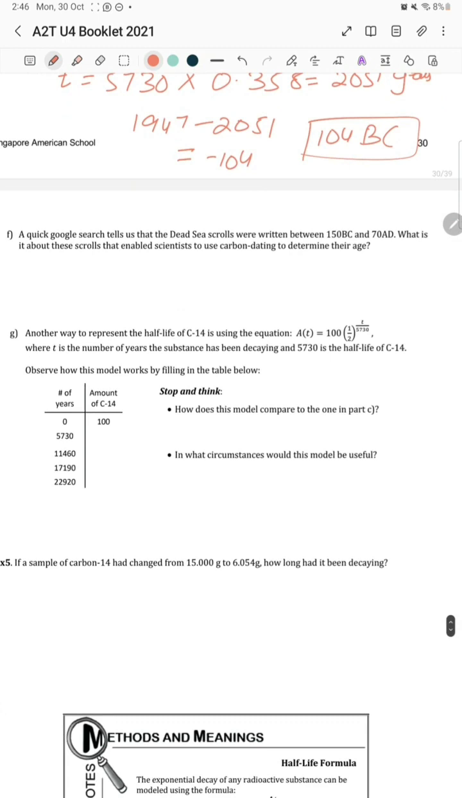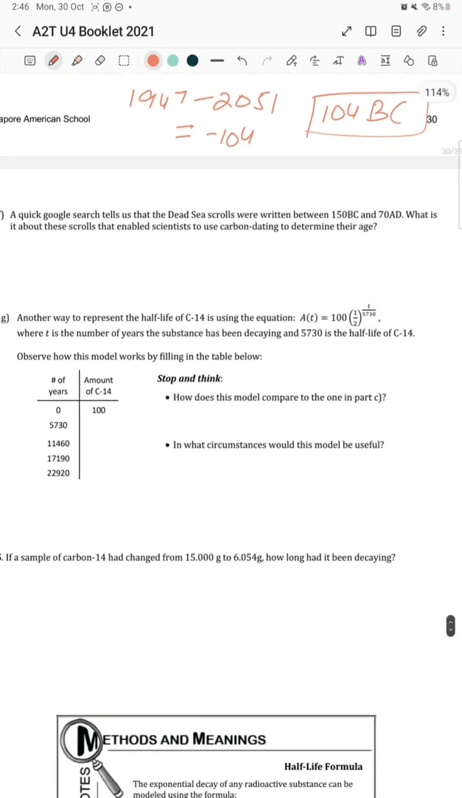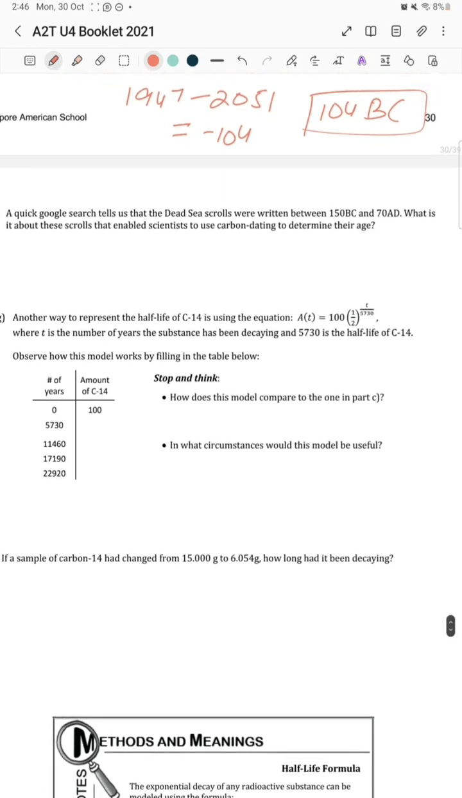A quick Google search tells us that the Dead Sea Scrolls were written between 150 BC and 70 AD. What is it about these scrolls that enables scientists to use carbon dating to determine their age? The scroll wrappings were made from linen, which comes from the fibers of a plant.